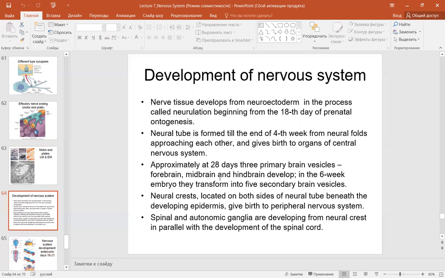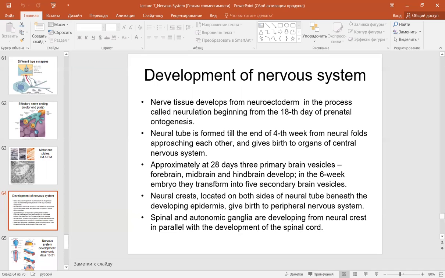And a few words about the development of the nervous system, which will be the final portion of today's presentation. The nerve tissue develops from the neuroectoderm in a process called neurulation, beginning from the 18th day of prenatal ontogenesis. The neural tube is formed by the end of the 4th week from neural folds approaching each other, and gives rise to the organs of the central nervous system.